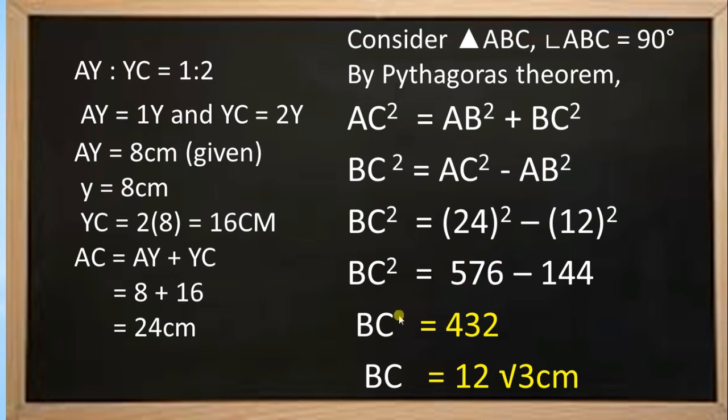Children, here square is missing, just add square here. BC square is 432. BC is 12 root 3. How is BC 12 root 3?